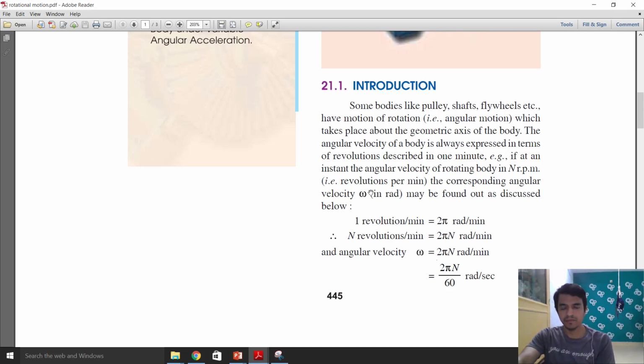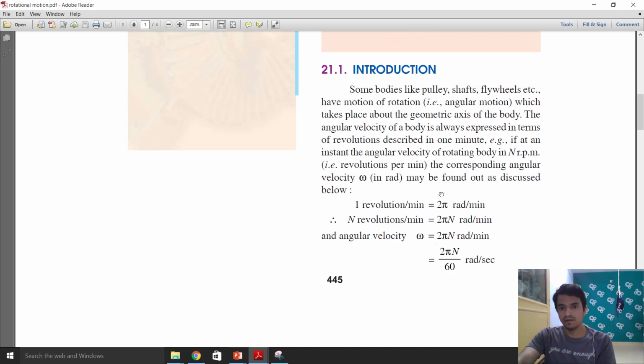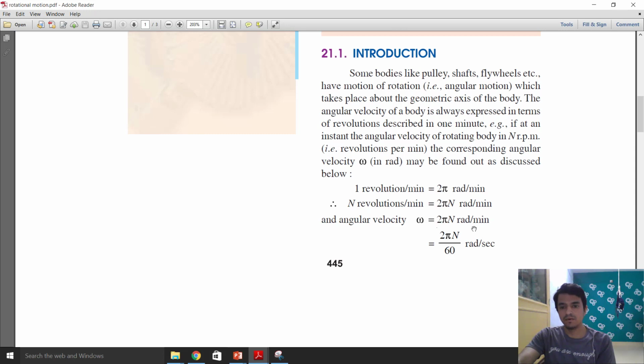For linear motion, the unit for velocity is meter per second. Here the unit for velocity is radian per second, or radian per minute, or revolutions per minute, rpm. This is very important: 1 revolution per minute is equal to 2 pi radian per minute, so N revolutions per minute is 2 pi N radian per minute. So angular velocity omega equals 2 pi N by 60 radian per second. We will use this while solving numericals.